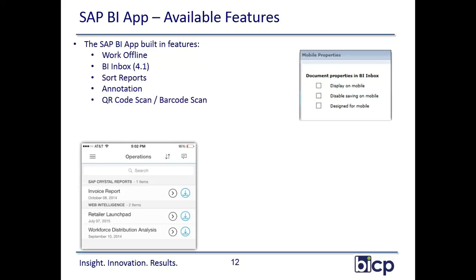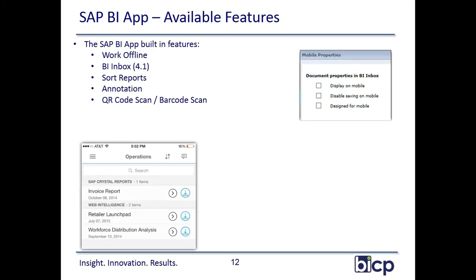So, QR code scan and barcode scan. Sticking with my airplane or airport example, for those of you who get your boarding passes onto your mobile device, you notice when they board you on the plane, they'll scan the QR code scanner they have there, and that's what actually gets you onto the airplane.